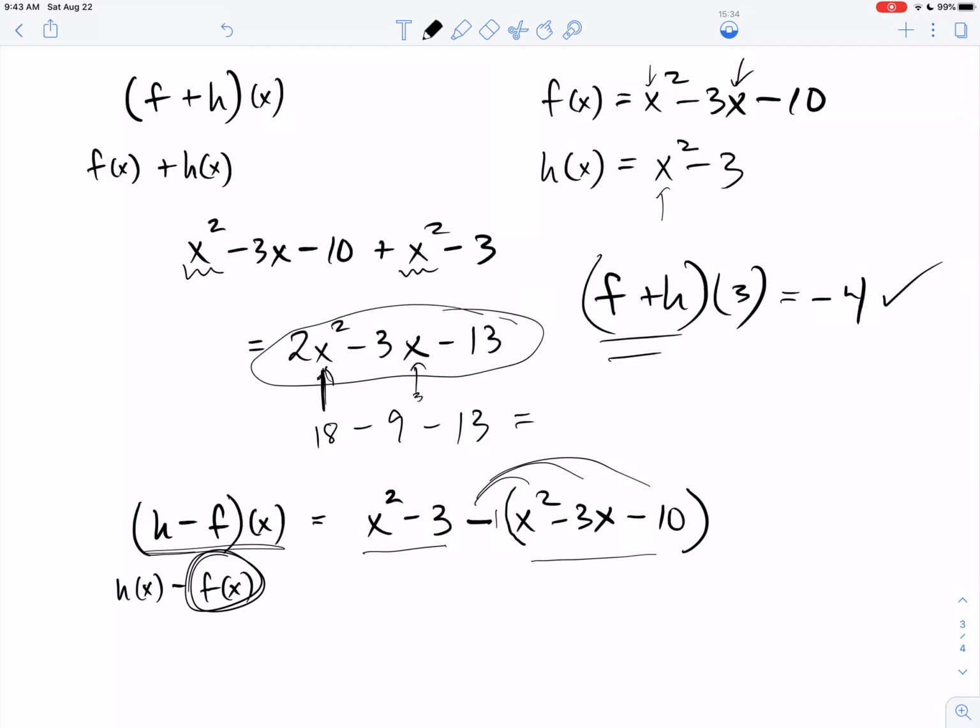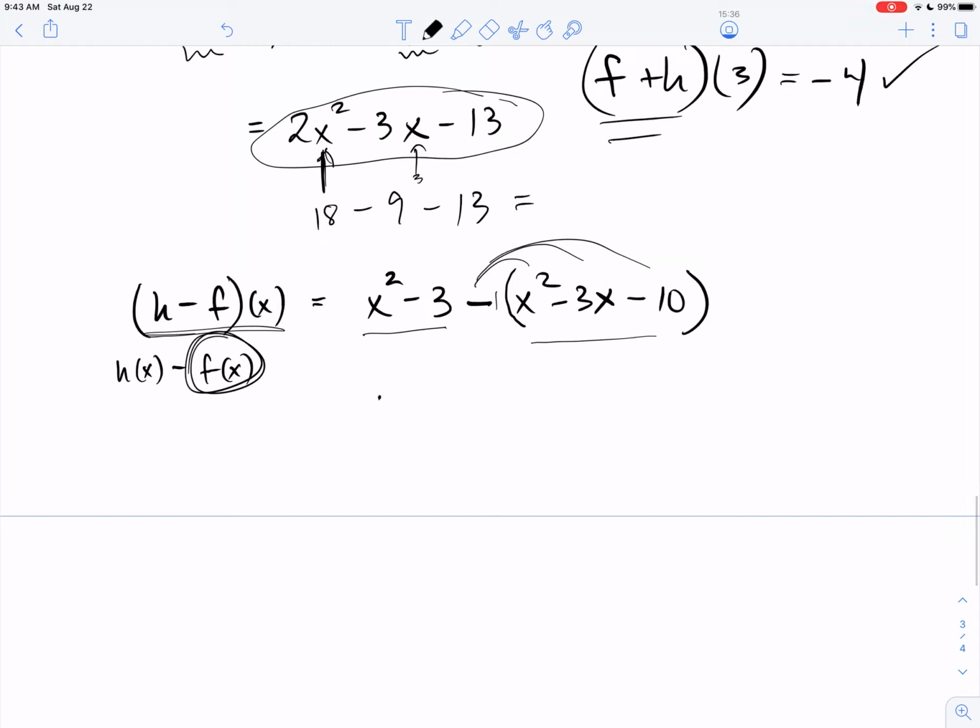So what do we end up with? Well, let's finish it off. We get x squared minus 3 minus x squared, then plus 3x because it's a sign change, and plus 10. So I'm going to knock you out. Mama said knock you out. And then I get 3x. And then this one and that one, I get 7.